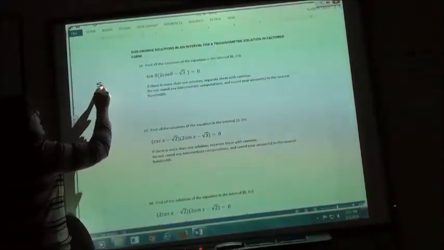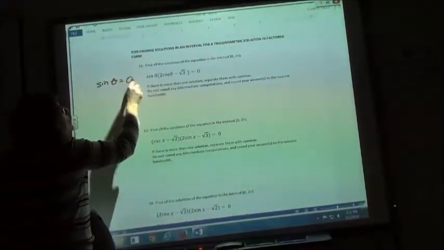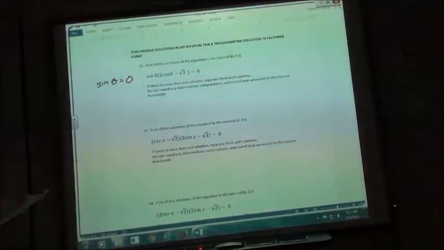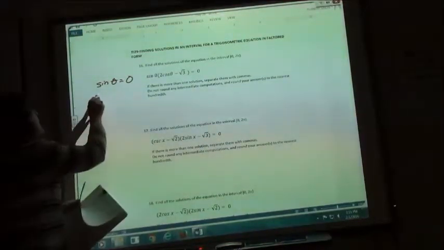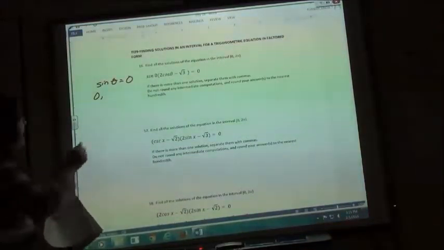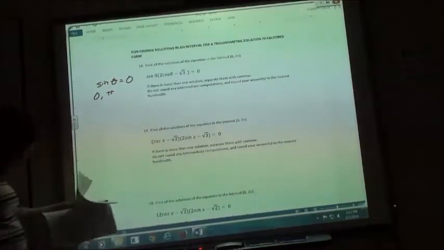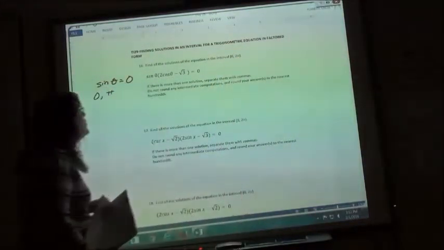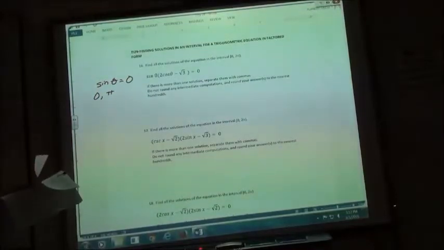Starting here, I have the sine of theta equals 0. So I'm just going to go ahead and find my table again. Under my sine, I'm equal to 0 at 0 and at pi. You'll also see that it's equal at 2 pi, but we're not including 2 pi in our answer. So 0 and pi.